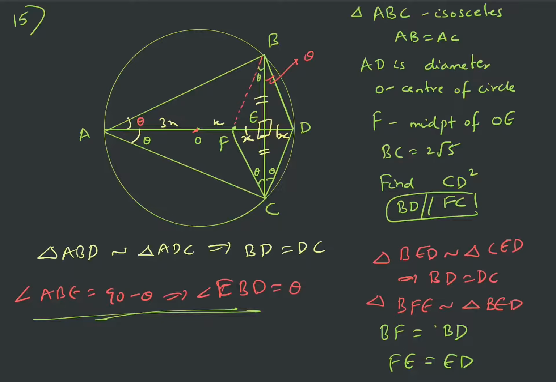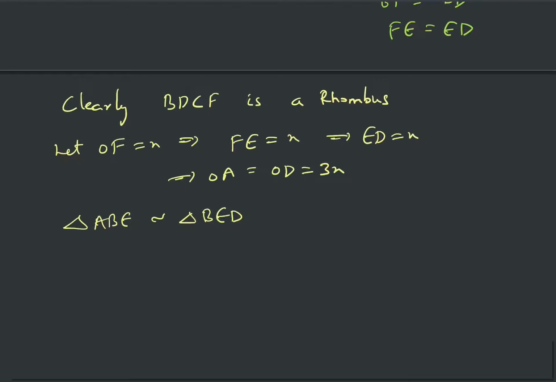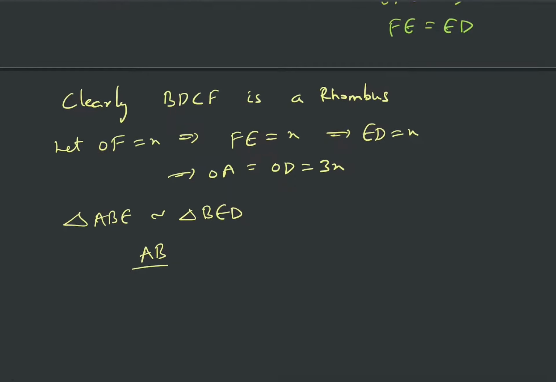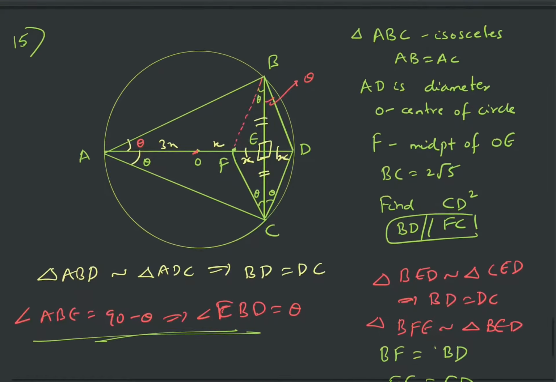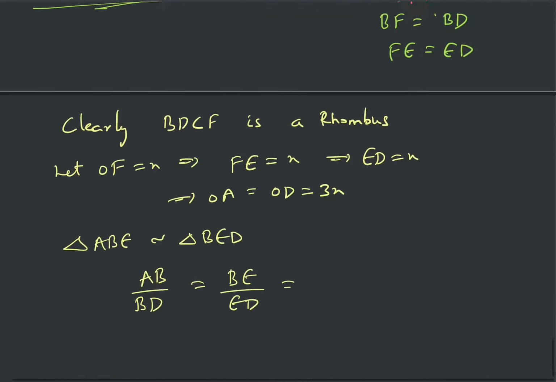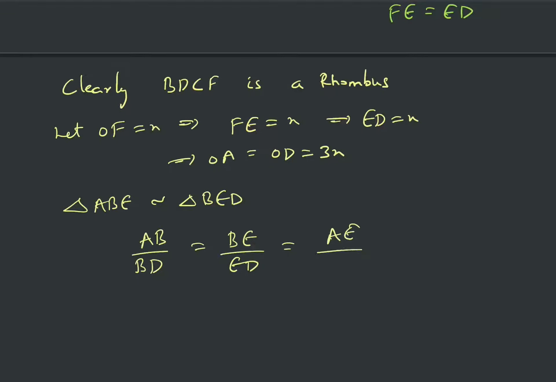So let us just use the proportionality of sides. So I can say that AB, which is opposite to 90, AB over BD, right? This is equal to BD over ED, which is opposite to theta. So AB over BD is equal to BE over ED. This is equal to AE over BE.